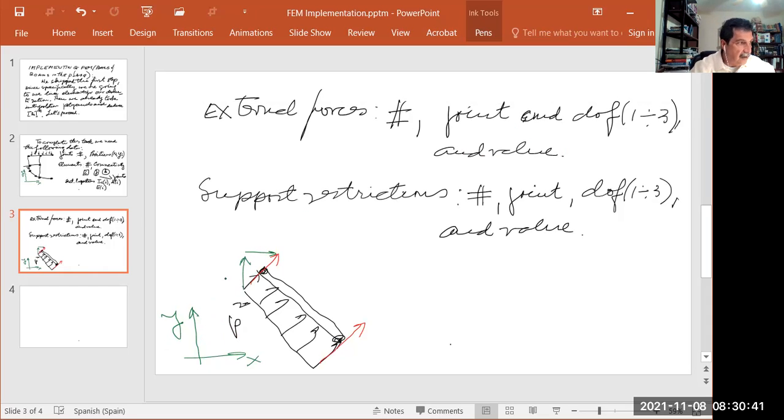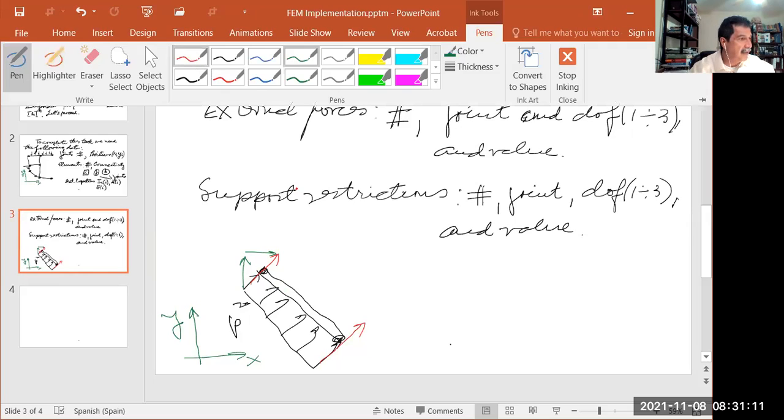Okay, these are the values that you have to include in the program, because these values are directly specified in the global equilibrium system of equations. People, are you with me? Question: what happens with the external moment? People, tell me, what happens with the external moment?